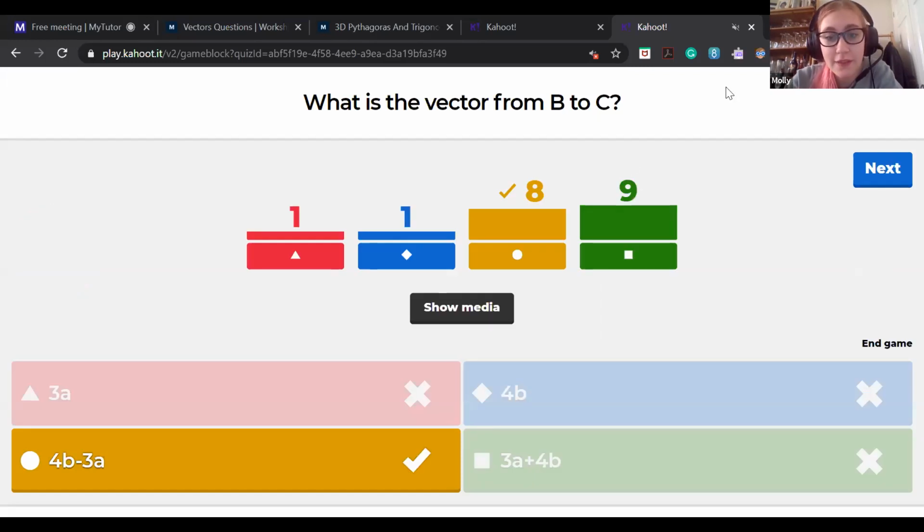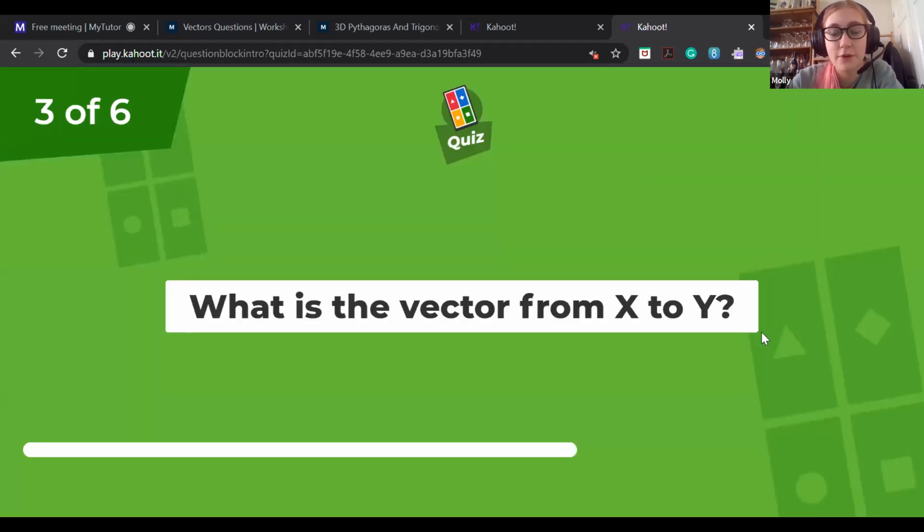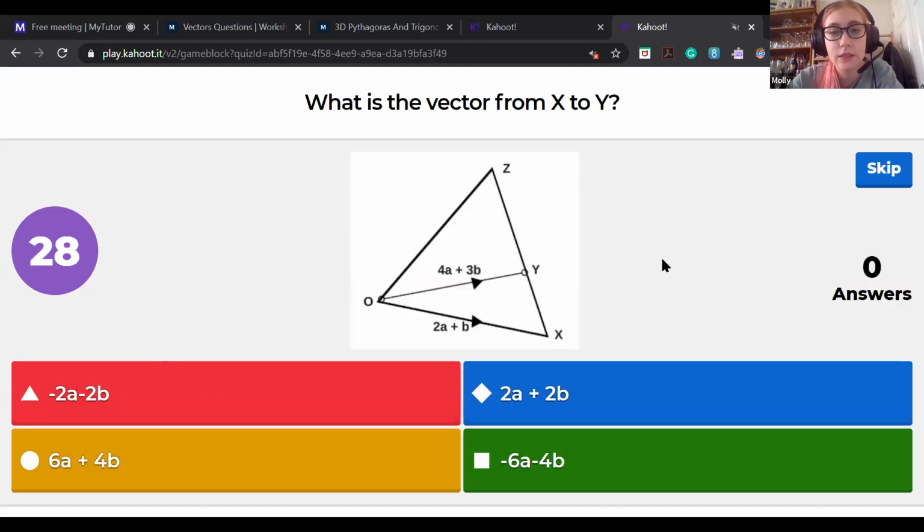Okay, cool. A lot of people got that, which is really, really good. And I can see totally where these 9 people went wrong. So we'll learn about that today. Here we want to know what the vector is from X to Y.